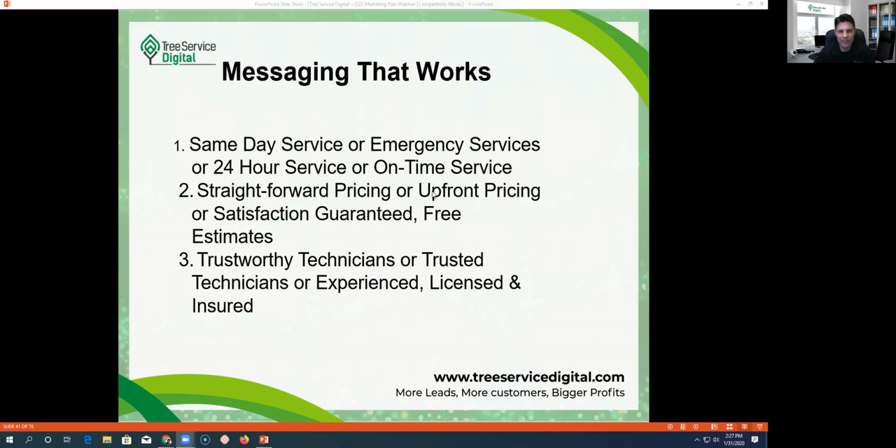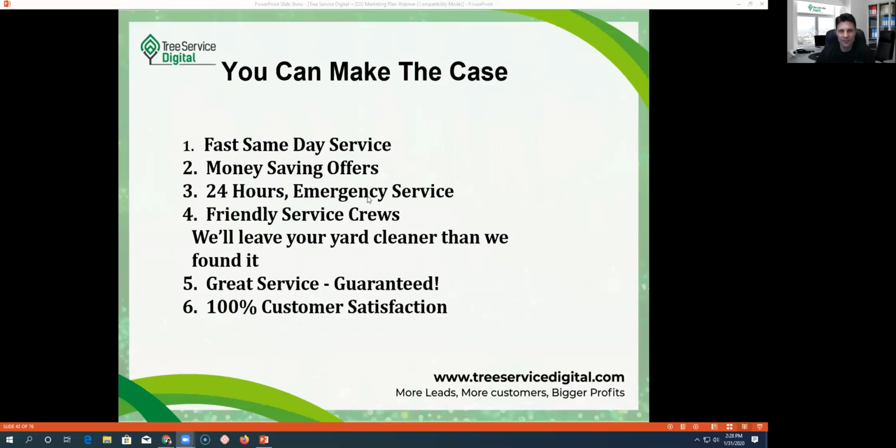Number three, trustworthy technicians or trustworthy crews, experienced crews, 25 years experience, licensed and insured, certified arborist. I should have put that on there. Certified arborist, member of ISA, TCIA. Those are great messaging. And it just gives you that trustworthiness that people want to see. People want to see those types of things.